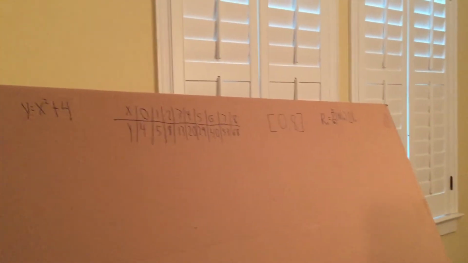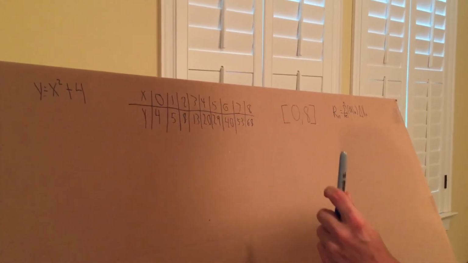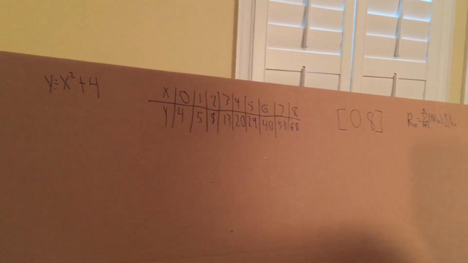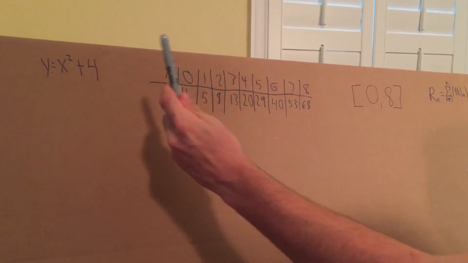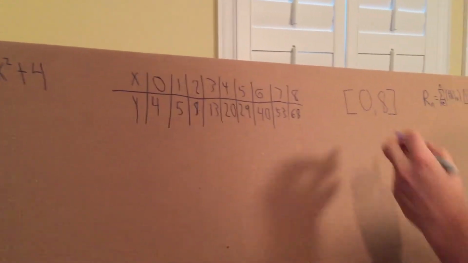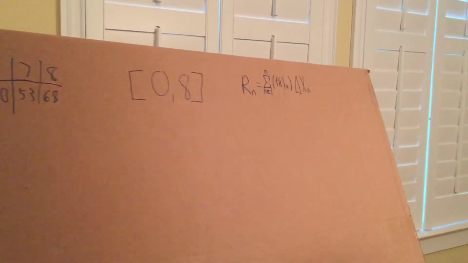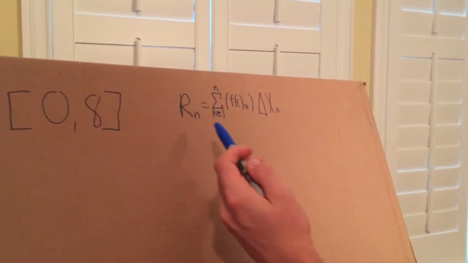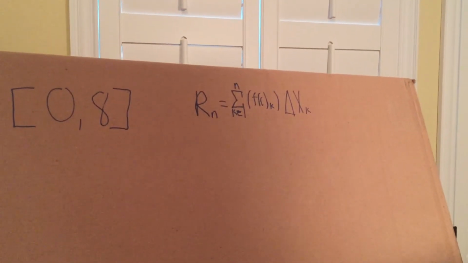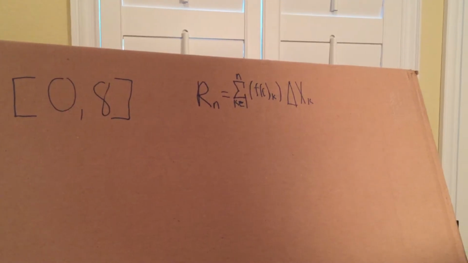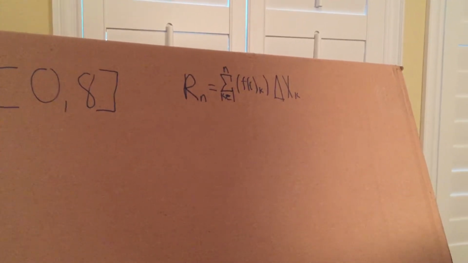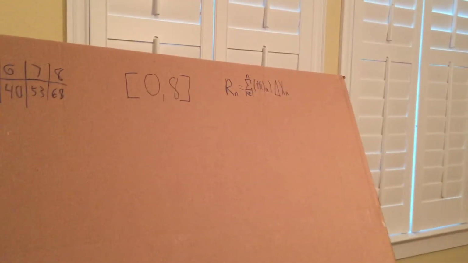Okay, so I'm going to be showing you guys how to do a Riemann sum, a left Riemann sum, a midpoint Riemann sum, a right Riemann sum of x squared plus 4 in the interval 0 to 8. First off, I wrote down this formula: r sub n equals the summation of f of c sub k times the change of x sub k. That's the formula we will be using.